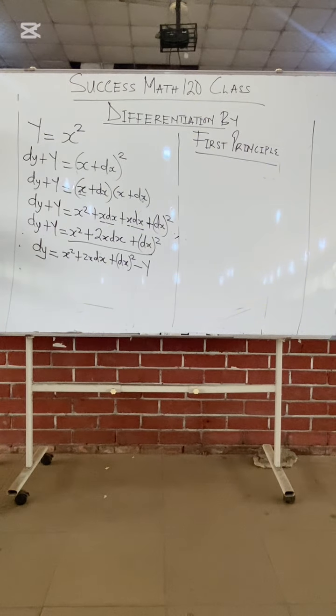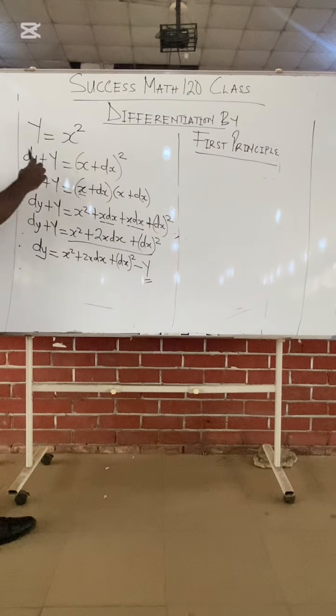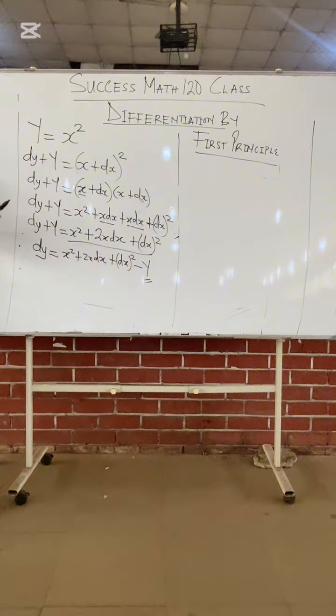After that, class, we're going to substitute for y as the function. Do not forget that y equals x squared. Don't forget that y equals what? x squared.